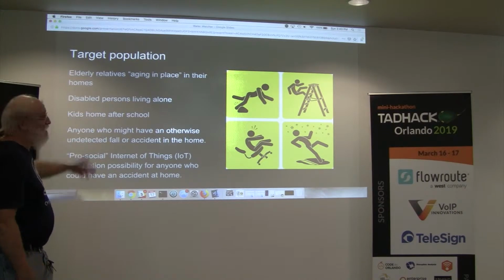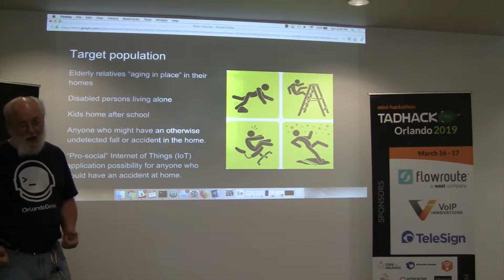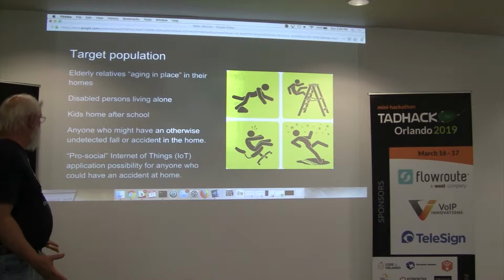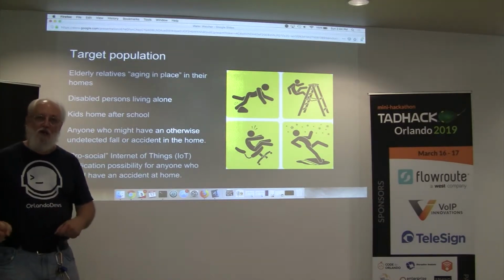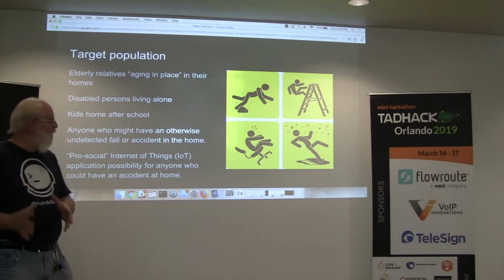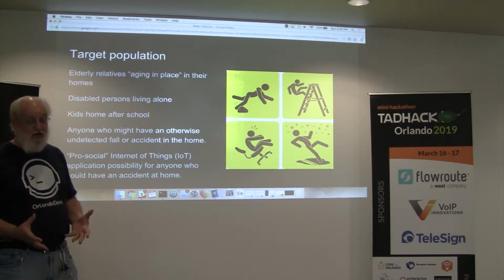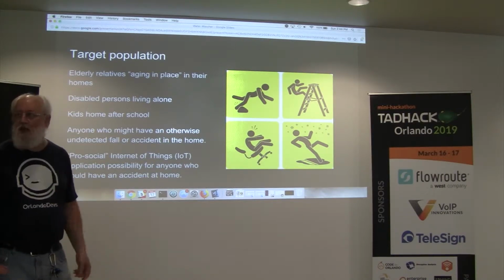So it might work for disabled persons living alone. Kids home after school: I told you to wash your hands, but you didn't use any water, so I don't know how that happened. Anyone who might have an otherwise undetected fall or accident at home. So this is kind of a pro-social, maybe not as large as a protest, but an individual pro-social Internet of Things application, because not all Internet of Things applications are really pro-social. And it's for anyone who could have an accident at home.